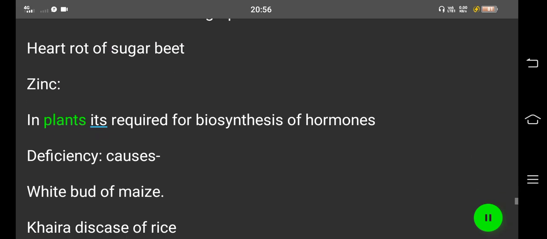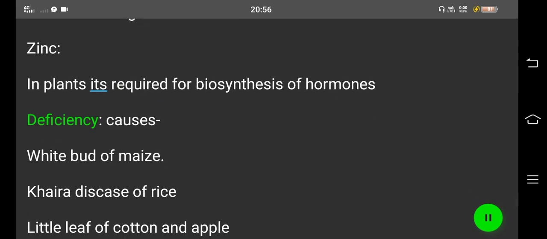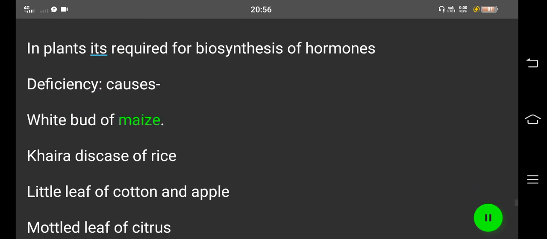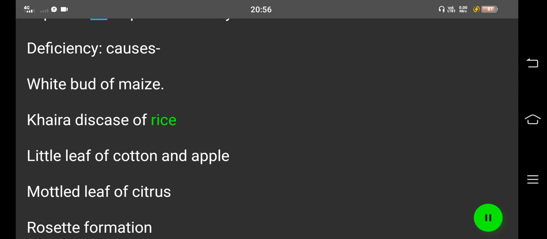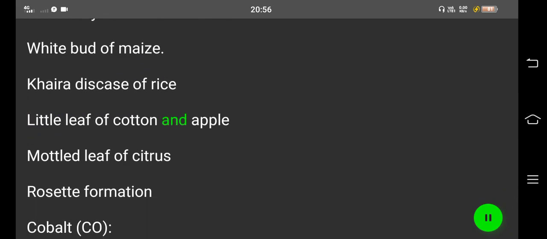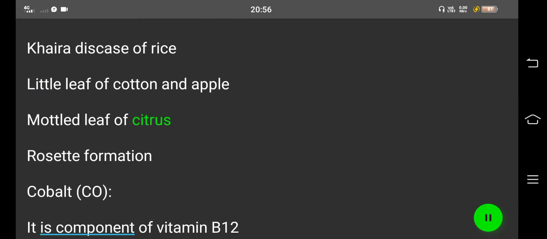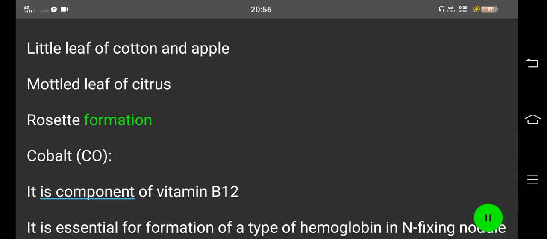Zinc. In plants it is required for biosynthesis of hormones. Deficiency causes white bud of maize, Khaira disease of rice, little leaf of cotton and apple, mottled leaf of citrus, and rosette formation.